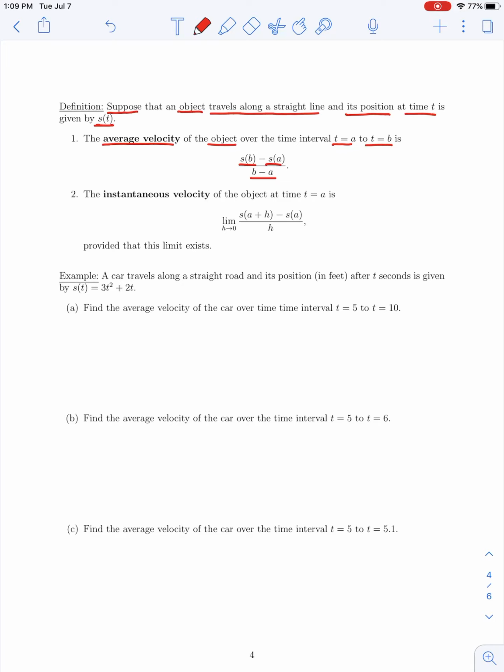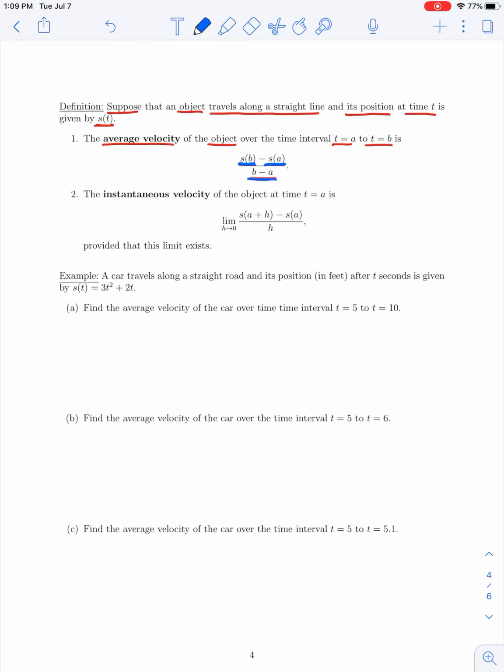So let's think about what that represents physically. We're taking our position at time b minus the position at time a. So this is the total distance that we've traveled in that time interval. And then we are dividing by b minus a, the amount of time which has passed. So the distance traveled divided by the time which has passed will give us our average velocity over that time interval.